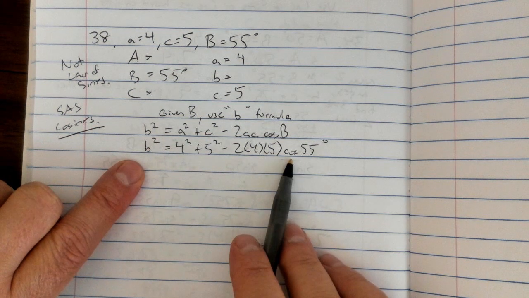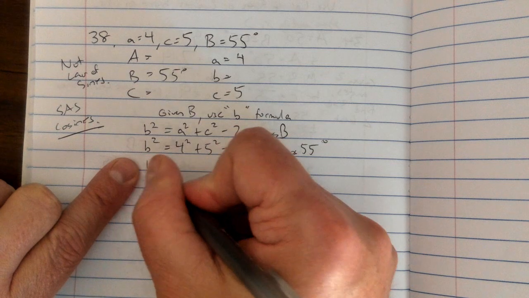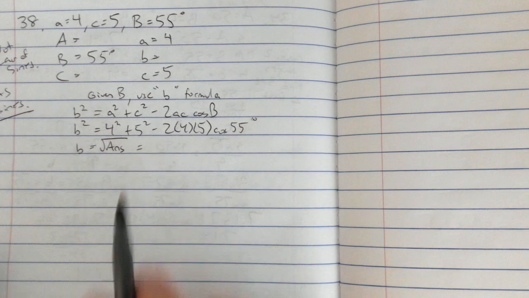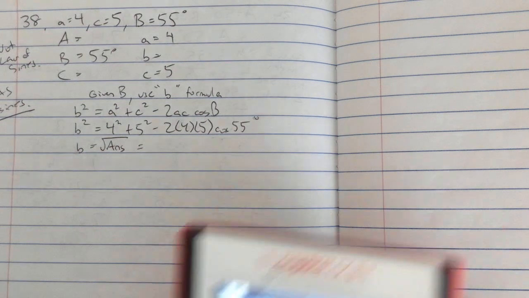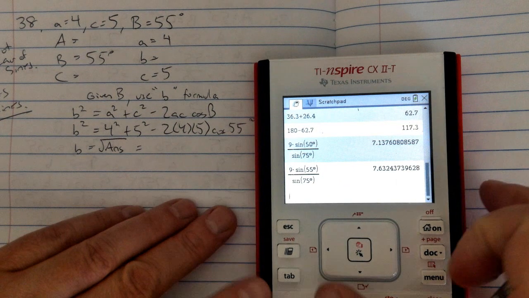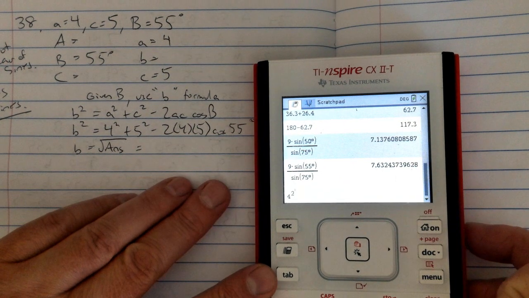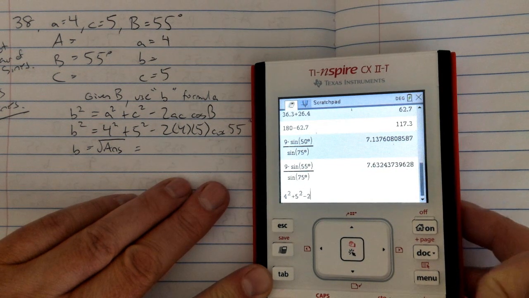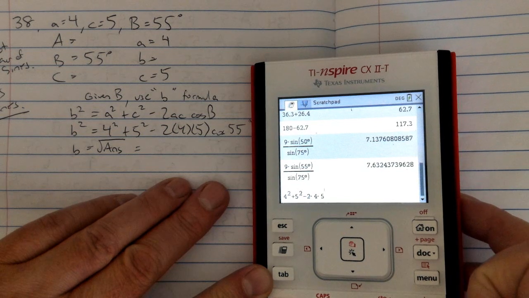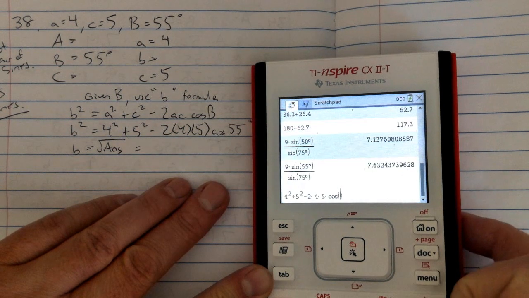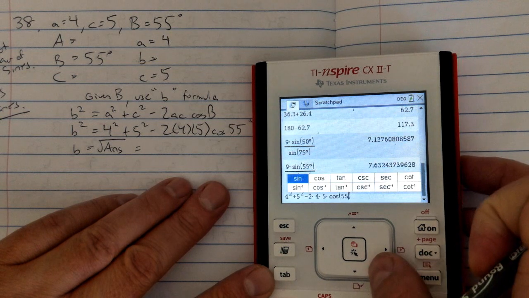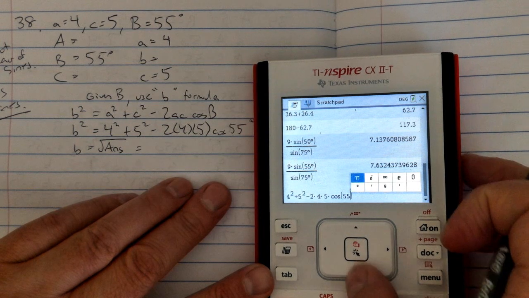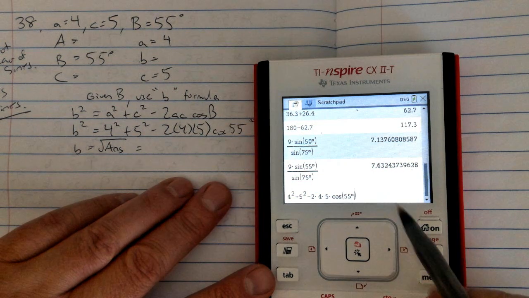Okay, so all those are numbers. Again, don't forget to say square root of whatever you get. Again, that's the most common mistake. That and typos, or being in the wrong mode. 4 squared plus 5 squared minus 2 times 4 times 5 times cosine 55. So why is this called the law of cosines? Because we use cosine throughout. We either use cosine -1 or we use cosine.